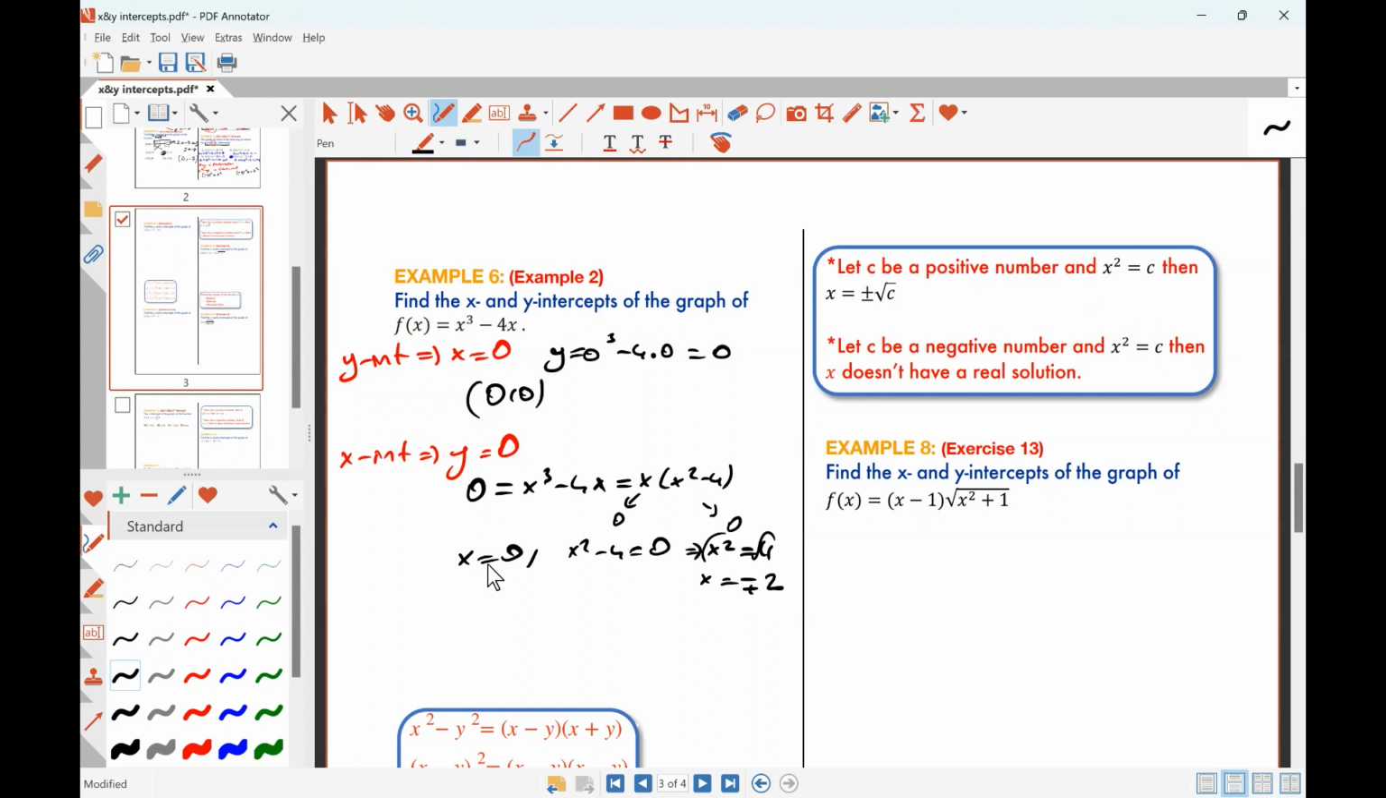So it turns out we have 3 values, so 3 different points. Write the points one by one. When x is 0, y is 0. When x is negative 2, our y is 0. When x is 2, our y is 0. We have 3 x-intercepts and 1 y-intercept, one of which is common.